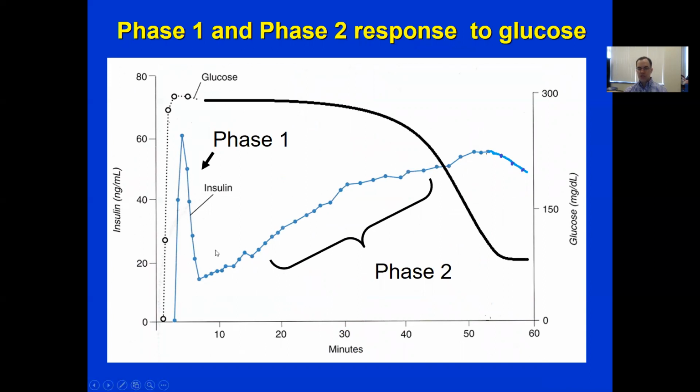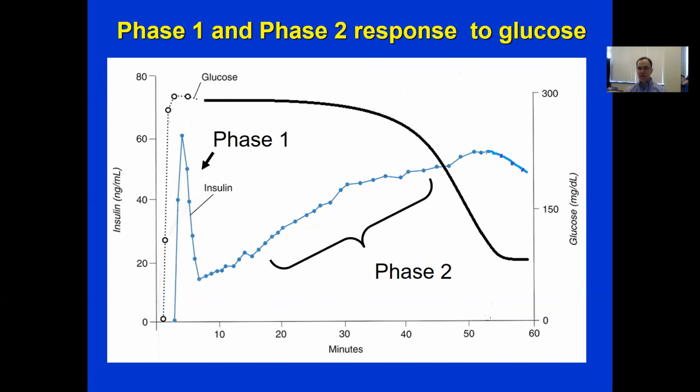So this phase 1 is important because this bolus prevents glucose from rising too high, and it provides time for phase 2 to kick in and increase insulin levels. Important to note, phase 1 tends to be the first phase that goes in the development of type 2 diabetes. So you tend to lose that effect of this phase 1 initial bolus.